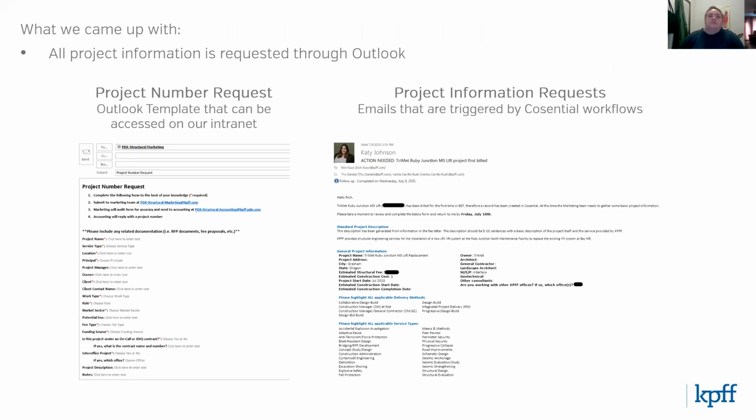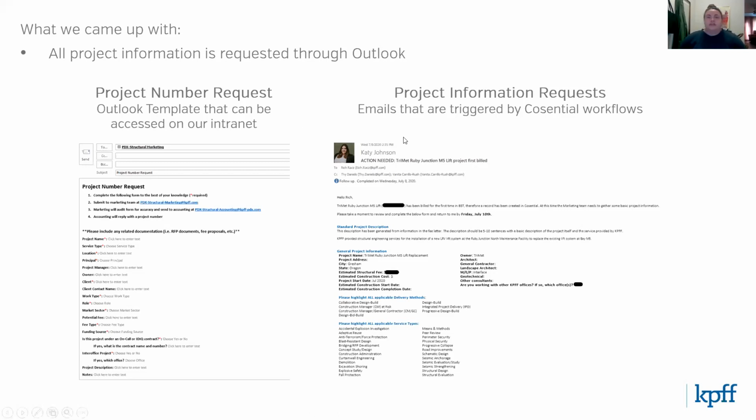And here's just examples of what we came up with. Like I said, all of our project information is requested through Outlook in bodies of emails. These are just two examples. A project number request is an Outlook template. The engineers just click this and then fill this template out. If any of these fields are value lists in our accounting database, then it's a drop-down menu with those value lists. And I'll give these slides to Courtney as well, so you guys can have access to these.